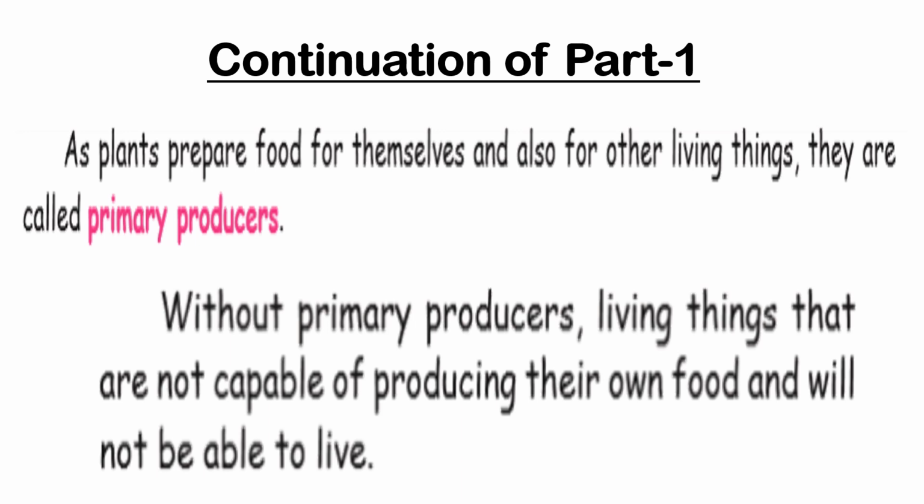Continuation of Part 1. As plants prepare food for themselves and also for other living things, they are called primary producers. Without primary producers, living things that are not capable of producing their own food will not be able to live.